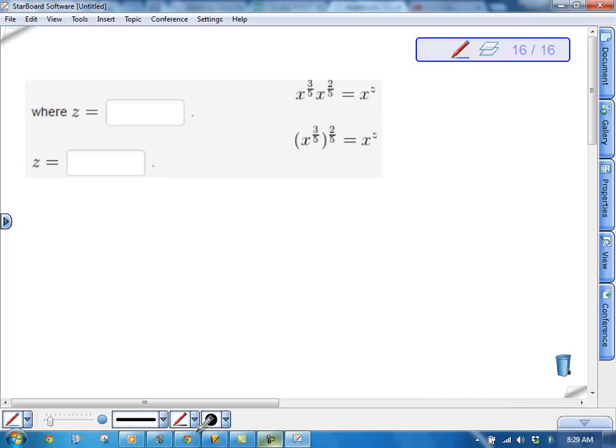This one's a little tougher because of the fractions, but it's the same thing. When you multiply like bases, you add the fractions, so that's going to be x to the 5 over 5, which is just 1, equals x to the z, so z equals 1. And then in the next one, when you raise an exponent to an exponent, you multiply. So you have x to the 3/5 times 2/5, which is 6 over 25, equals x to the z. So z in this case equals 6 over 25.